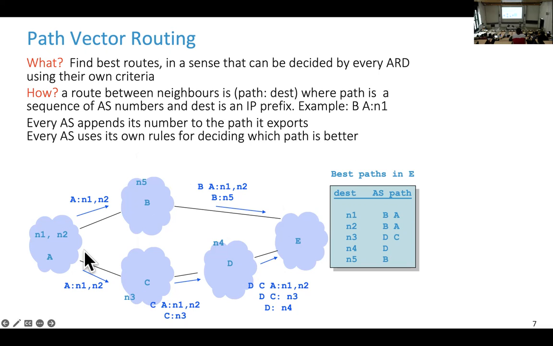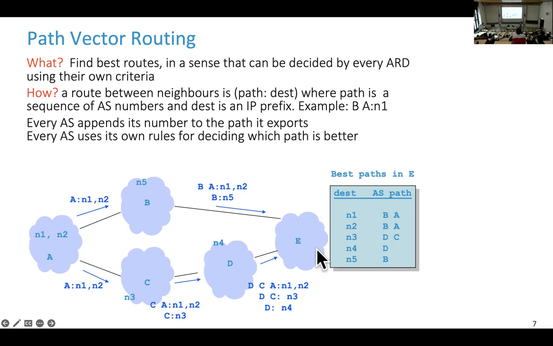So now we know everything. If we look at what E knows, it knows the set of all possible paths and also knows the complete path. Now we could make a decision based on whatever criteria we want. So E is now very flexible to choose the path to send some traffic to N1 or N2. And it can be anything.